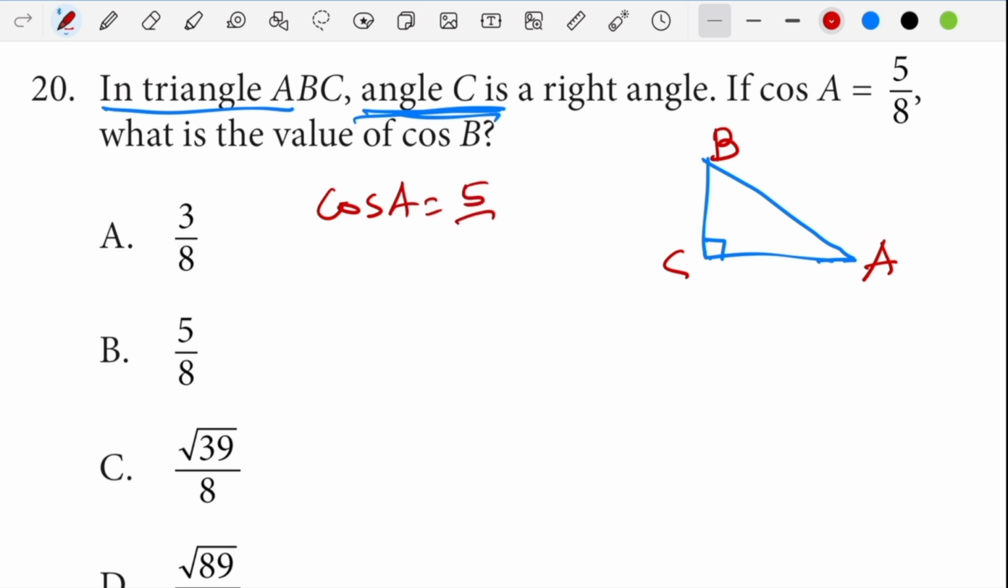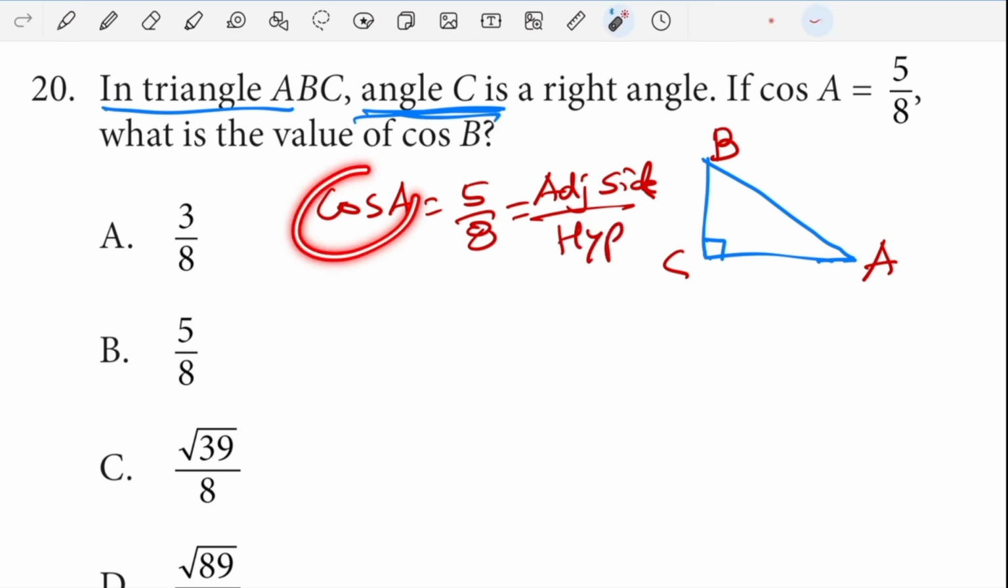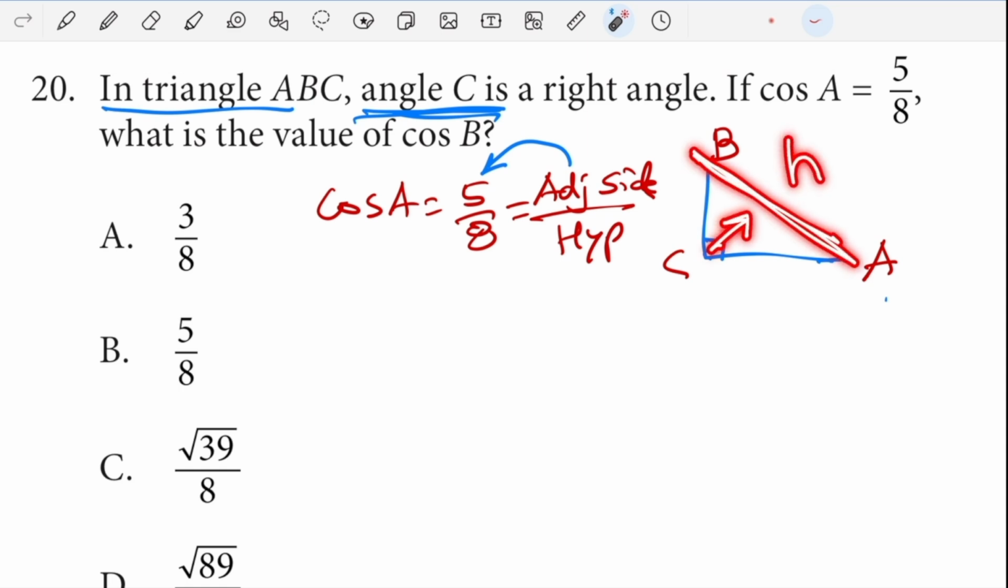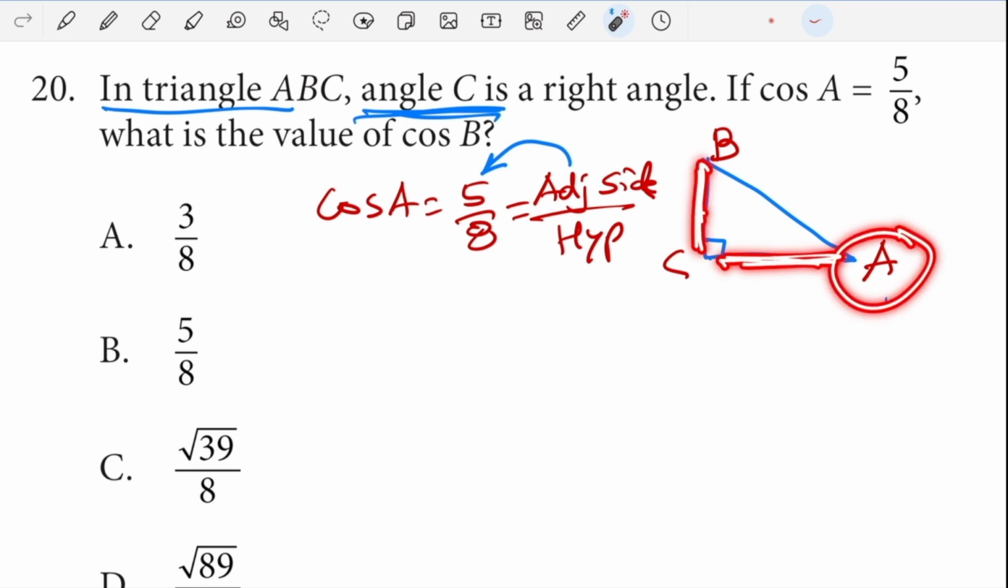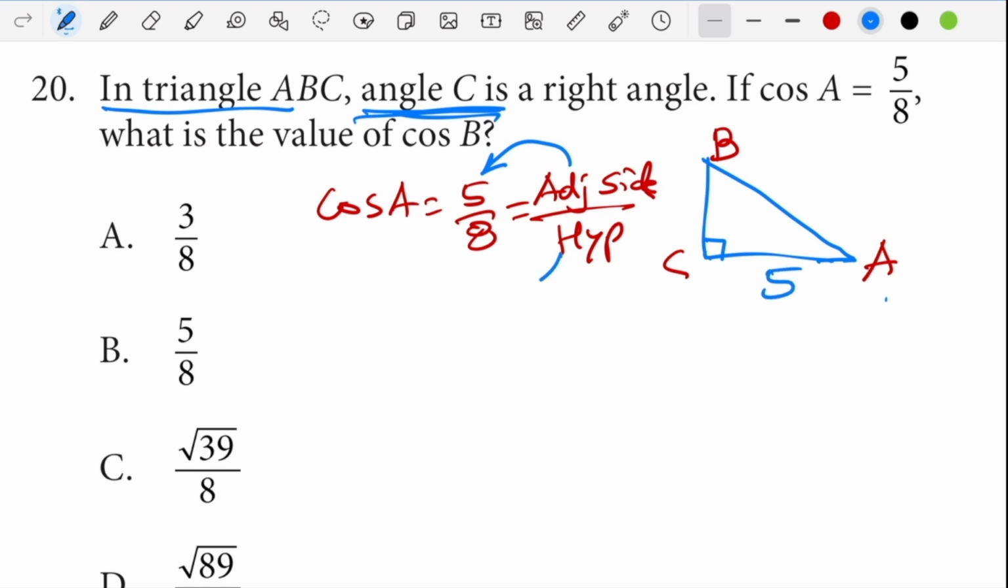Cosine is adjacent side over hypotenuse. That means my adjacent side is 5, if this is A. My adjacent side is right next to A. Across the 90-degree angle, this is your hypotenuse. Okay? Across the 90. So, this is your adjacent side and this is your opposite side to A. Adjacent side is 5, hypotenuse is 8.